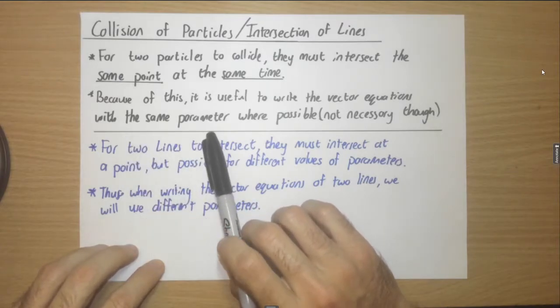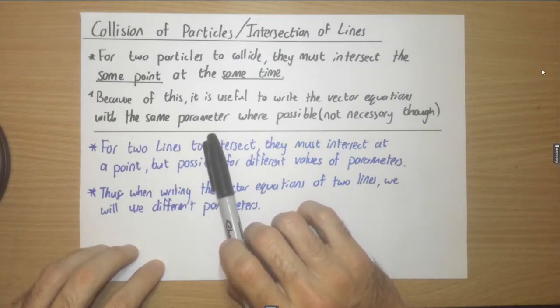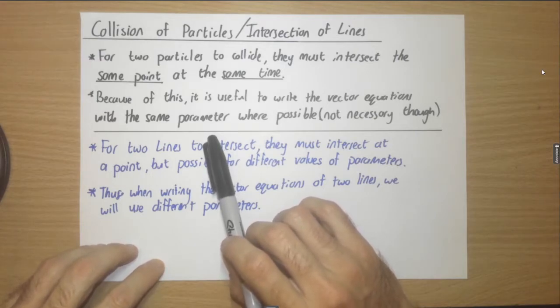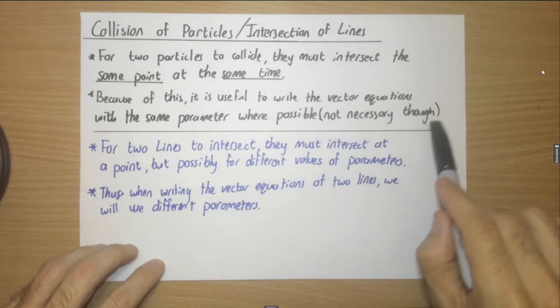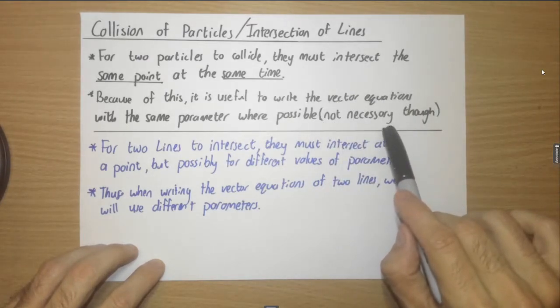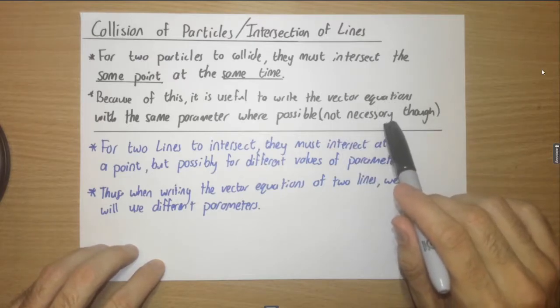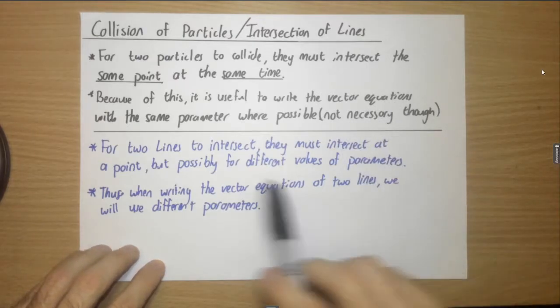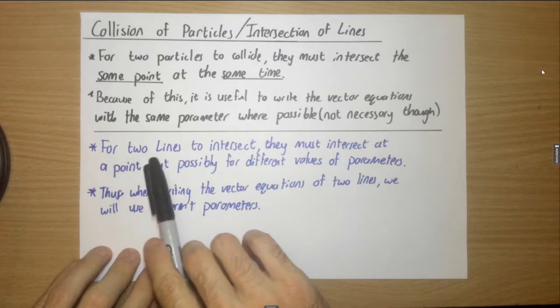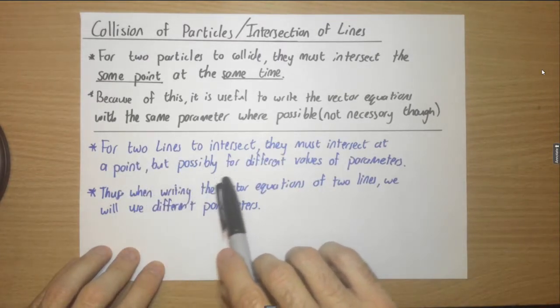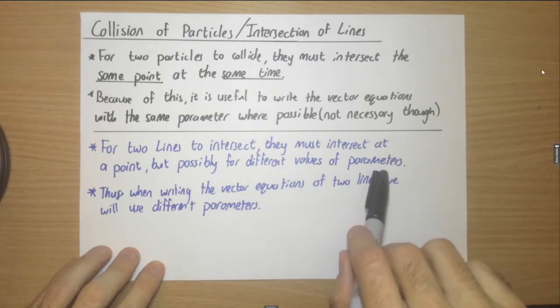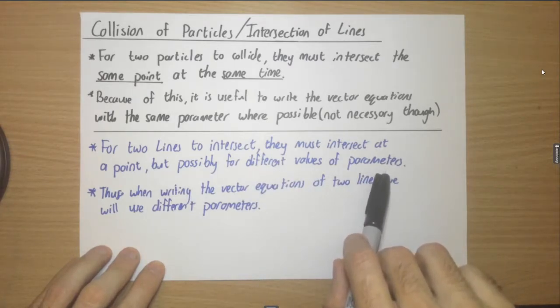So we've been using lambda so far. Usually when we talk about collision of particles, we'll do it with respect to time, for obvious reasons. But it's not necessary to have the same parameter for both of the particles. And we'll go through an example at the end like that. That's different for two lines. For two lines to intersect, they must intersect at a point, but possibly for different values of parameters. And we'll go through an example of what I mean by that there.